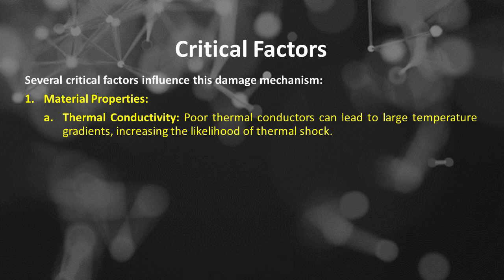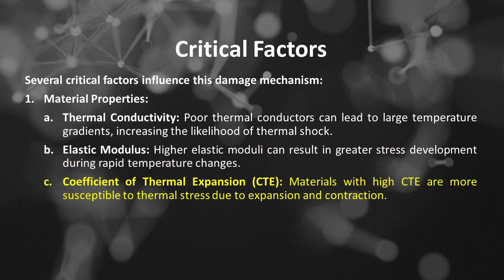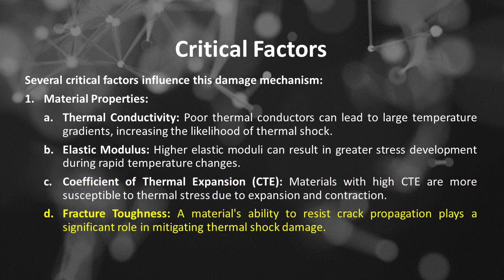Number 1 is material properties, including, the first is thermal conductivity. Poor thermal conductors can lead to large temperature gradients, increasing the likelihood of thermal shock. The second is elastic modulus. Higher elastic moduli can result in greater stress development during rapid temperature changes. The third is coefficient of thermal expansion, or CTE. Materials with high CTE are more susceptible to thermal stress due to expansion and contraction. The fourth is fracture toughness. A material's ability to resist crack propagation plays a significant role in mitigating thermal shock damage.